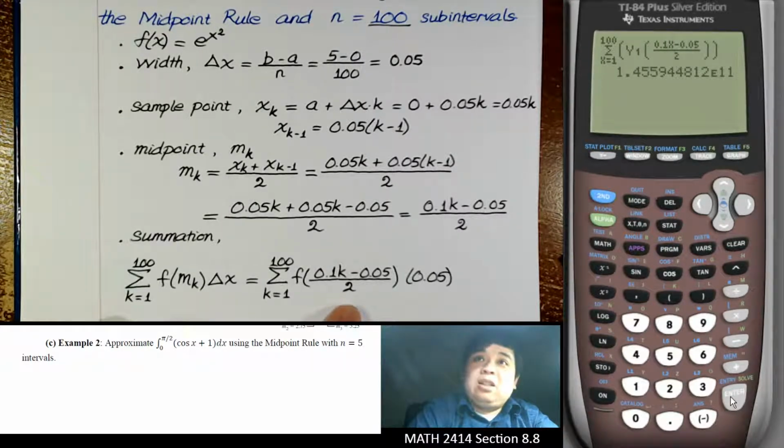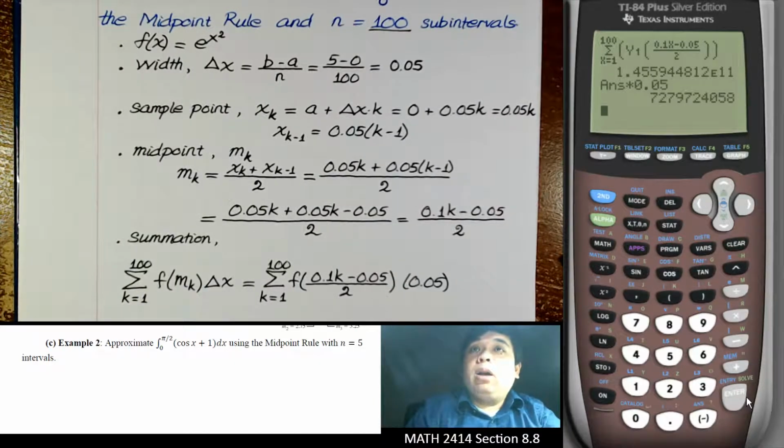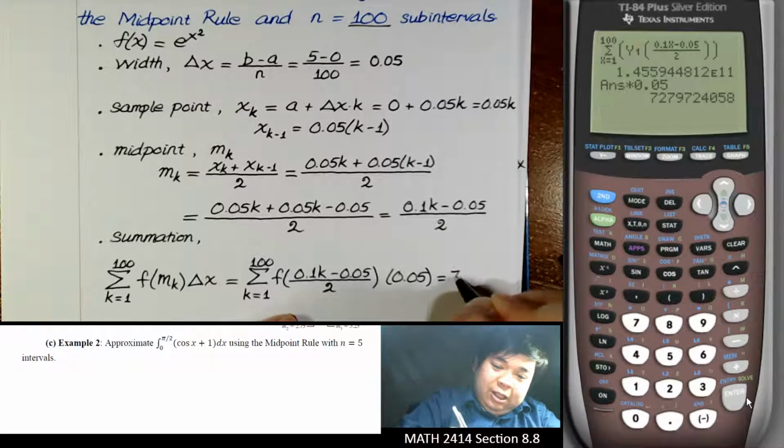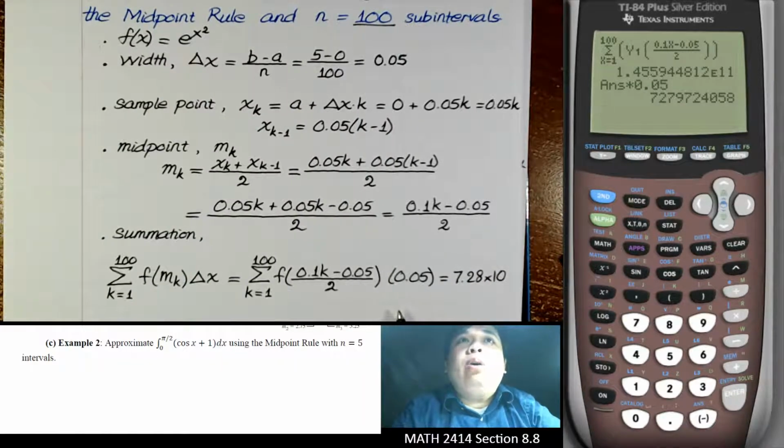Right. That. And then times 0.05. Well, so 7.28 times 10 to the 1, 2, 3, 4, 5, 6, 7, 8, 9.